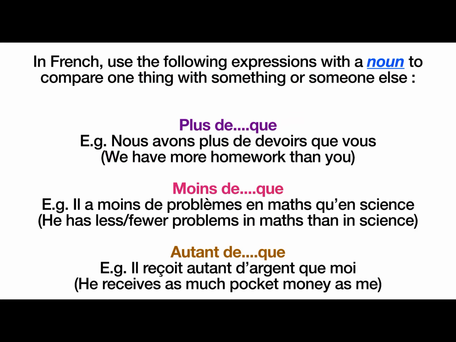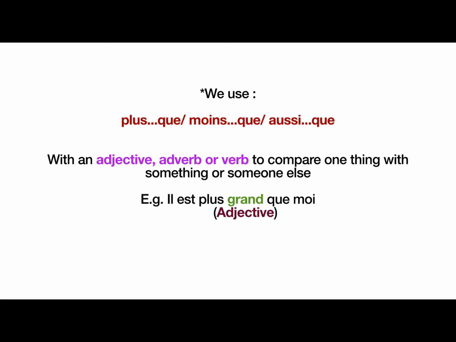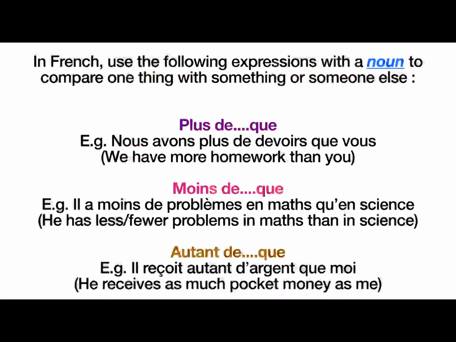Okay? So just to be aware of them, we will get used to them over the next year or so. So plus de, noun, que, moins de, noun, and que, autant de, followed by noun, and que. Okay, so the ones I really want you to focus on at the moment are the plus que, moins que, aussi que, with the adjective in the middle.